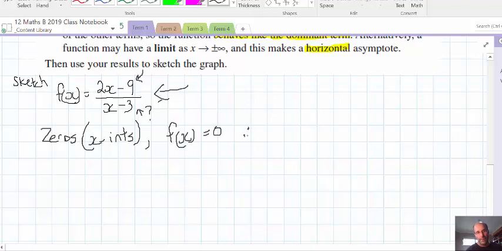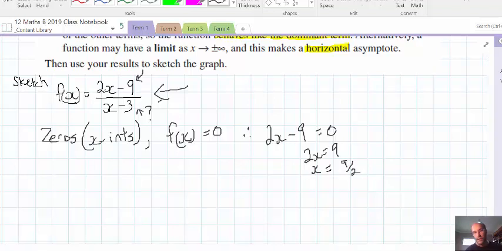So therefore we're really looking at 2x minus 9 equals 0. So we have x equals 9 on 2, or 4.5 if you prefer. Alright, so we have one x-intercept. So there's the point.